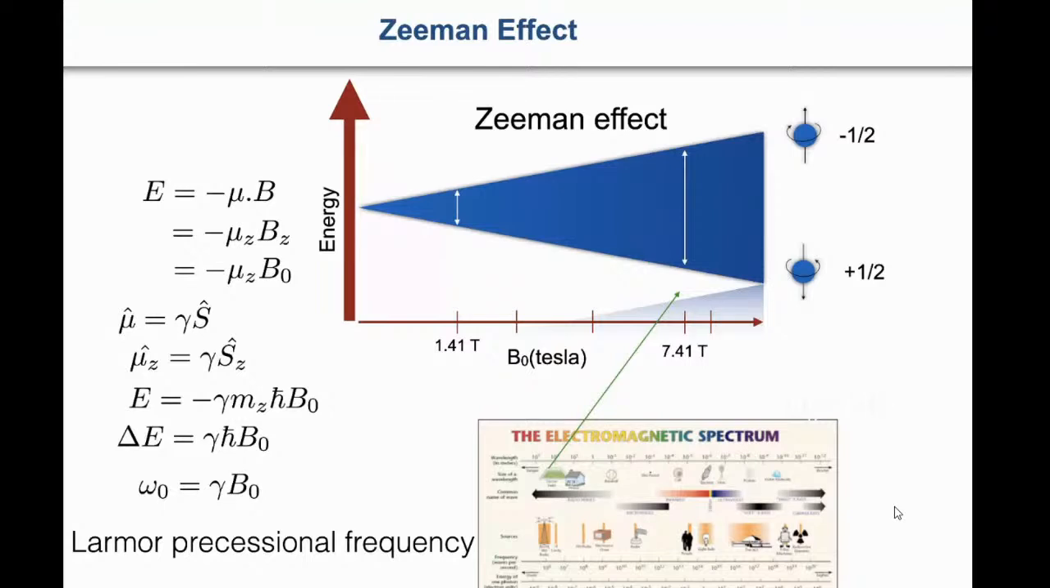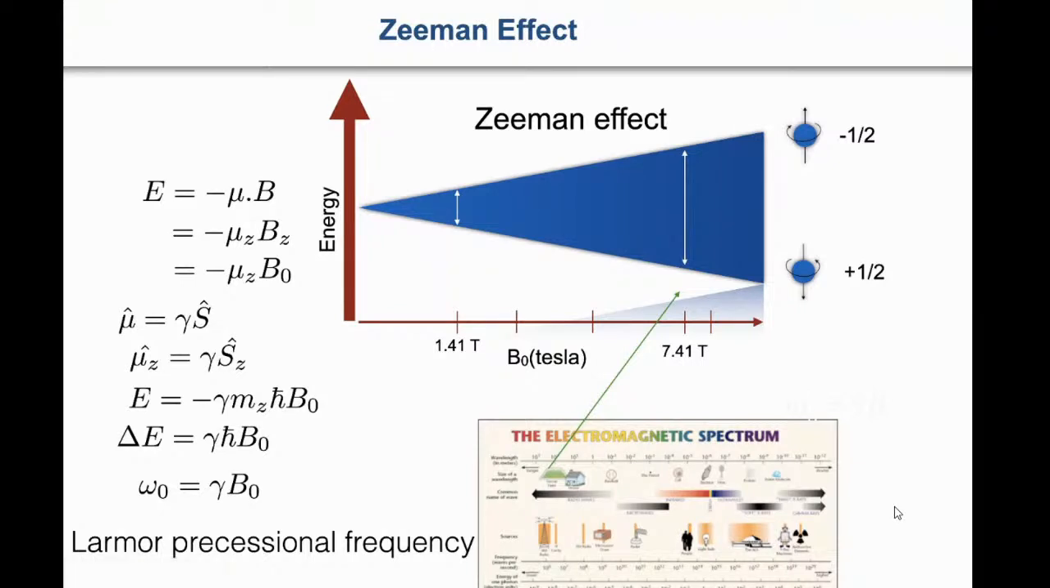Okay, and that you see is depending on this gamma, which is a scaling factor, and this scaling factor depends on the nucleus, that is, what type of nucleus you are going to look at. Whether it is a hydrogen atom or a carbon atom, this gamma will be different. h cross is a universal constant, which is h over 2 pi, the Planck's constant divided by 2 pi. B0 is the magnetic field in tesla.